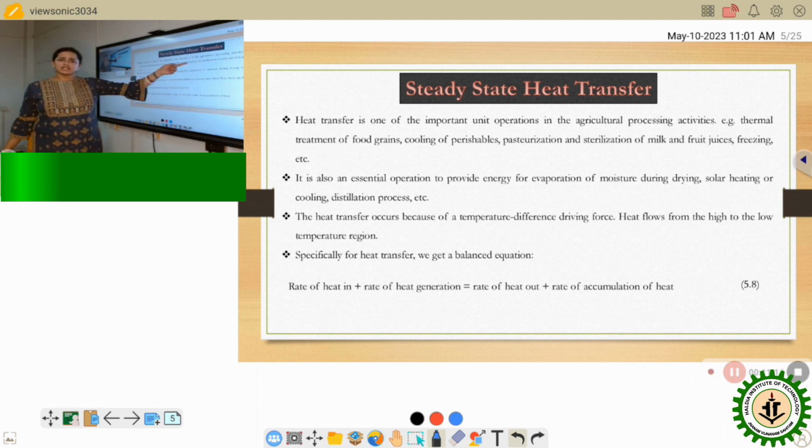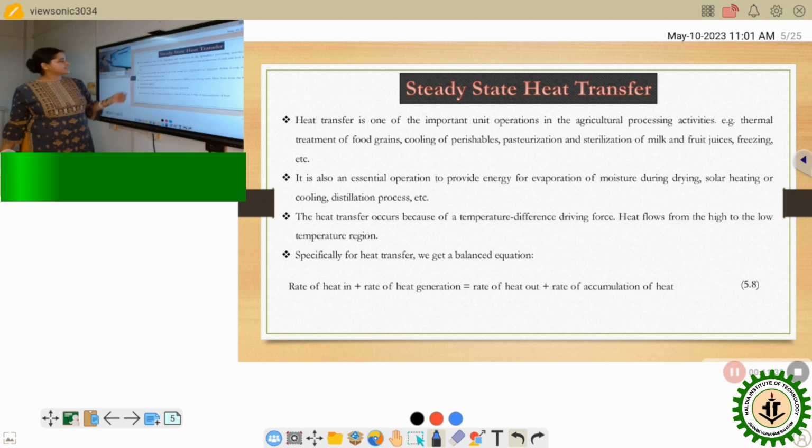What do you mean by pasteurization? Pasteurization means heat treatment to kill the pathogenic microorganisms, and sterilization is the thermal killing of both pathogenic and spoilage microorganisms to increase the shelf life of my products, and then freezing, etc. So I already discussed this.